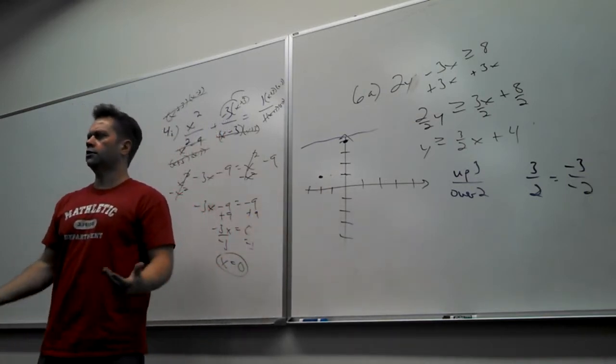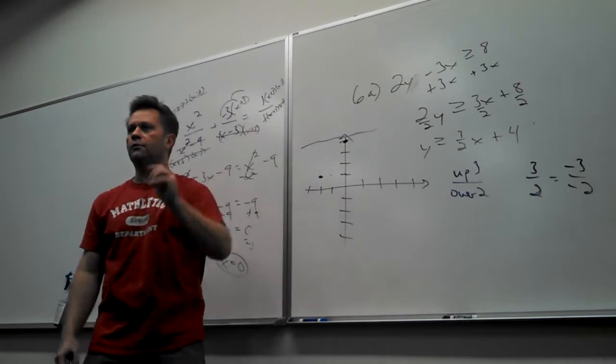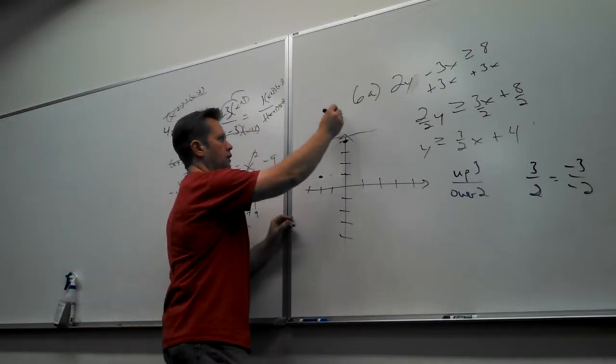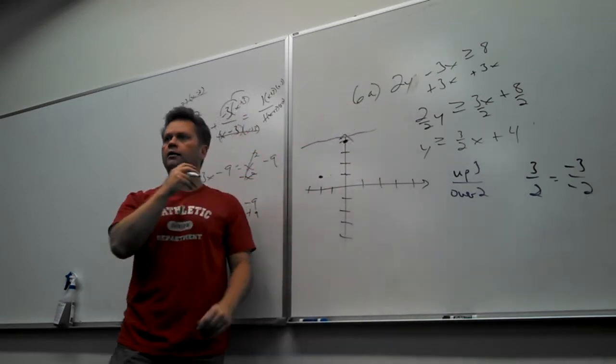Right? You could always do that. Or you just make this longer if you've got more room on your paper and go up 3 over. Who cares? You get the same. If you go up 3 over 2, you're on the same line. Who cares?